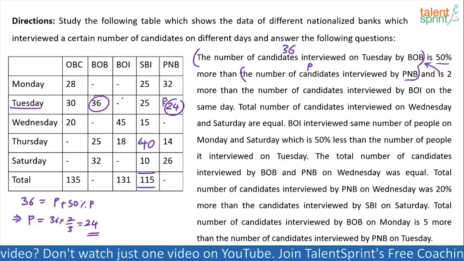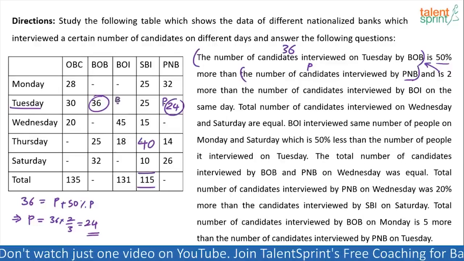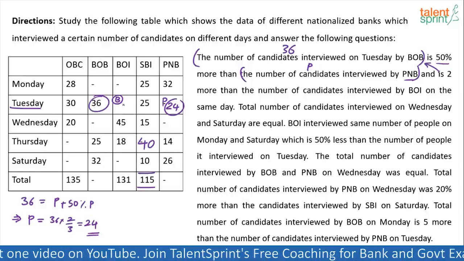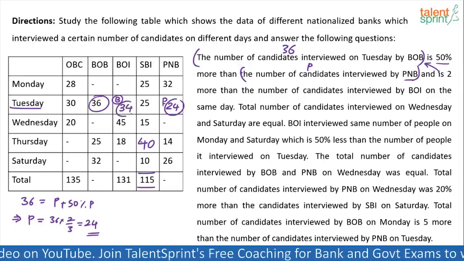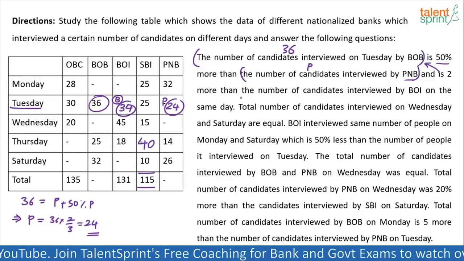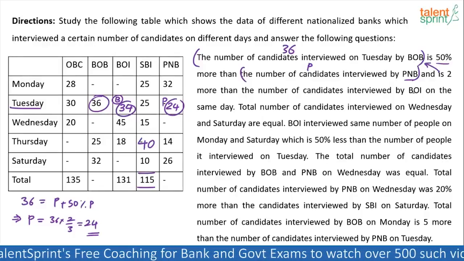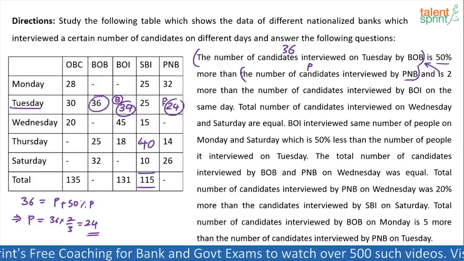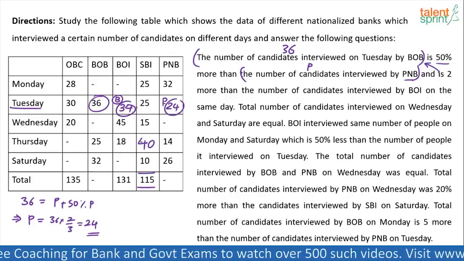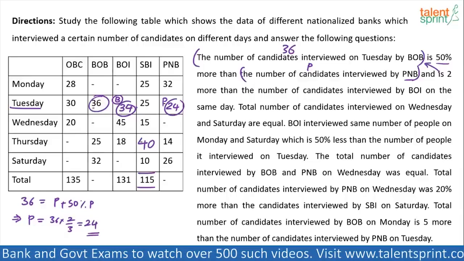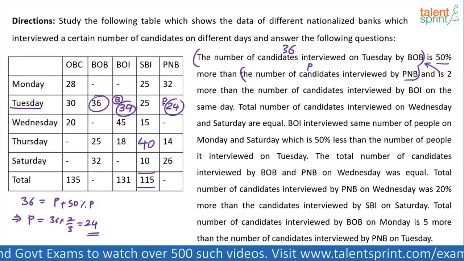What's the number of candidates interviewed by BOI on the same day? Let's assume it is B. So 36 is 2 more than B. So B should be equal to what? 34. Very simple. Yes or no? 36 is 2 more than the number of candidates interviewed by BOI, which is 34. 34 plus 2 is 36. So 36 is 2 more than 34.